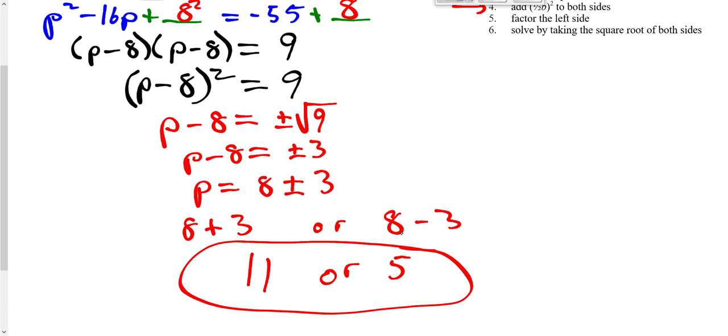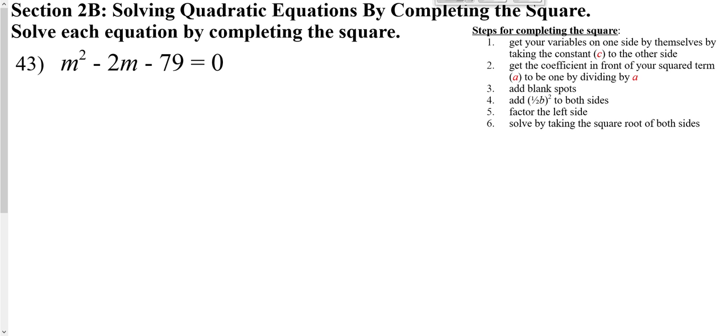Now this is one where we could have factored it. But let's go through the process on a problem where it would not have factored. Because you could try to do AC factoring here, but you will not find anything for your A times your C that would multiply together to give you negative 79, that would add together to give you that negative 2. So completing the square is the only way to do this.